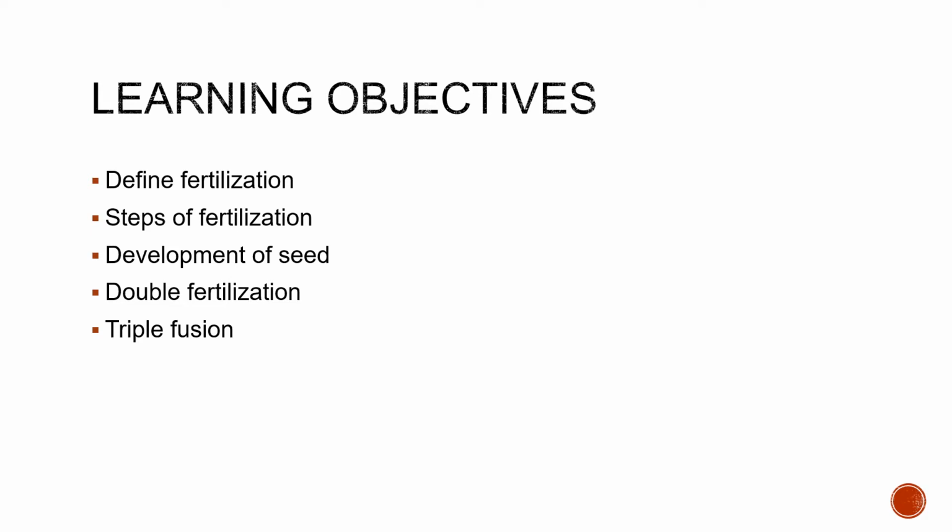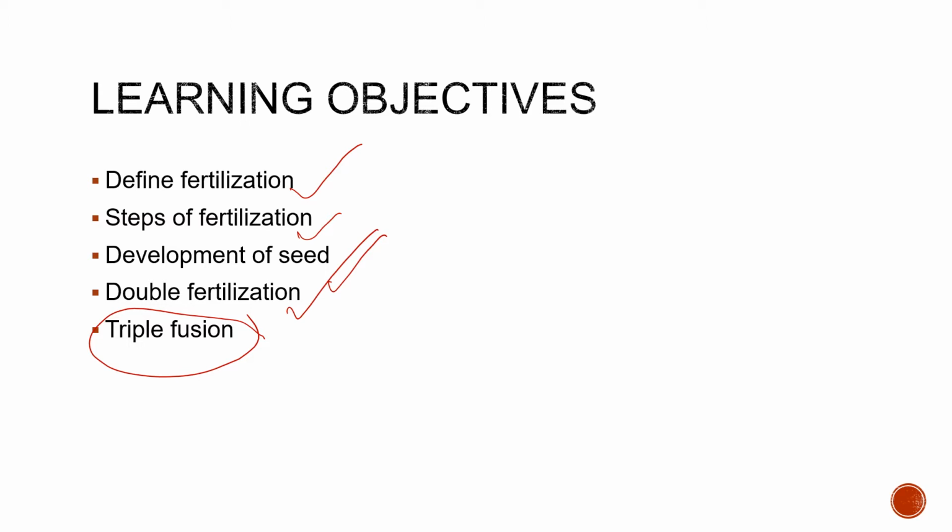So what are the learning objectives of today's lesson? First, we are going to know what fertilization is. Then we are going to discuss the steps of fertilization, how a seed is developed. Next, we are going to discuss two main things: why this type of fertilization is called double fertilization and why it is also called a triple fusion. So these are the things we are going to learn in today's lesson.